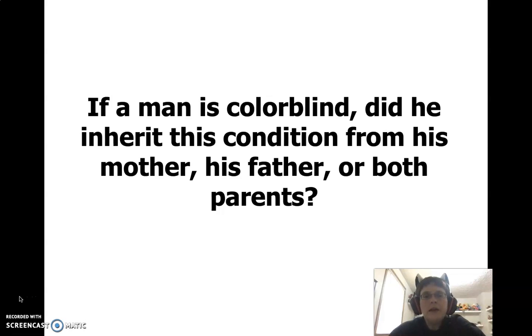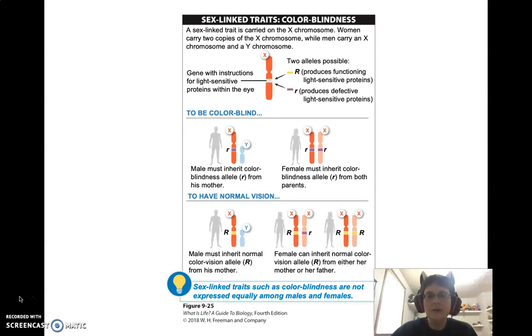So if a man is colorblind, like my uncle, did he inherit this condition from his mother, his father, or both of his parents? If he got it from both of his parents, then if you think this through, we would actually see it equally in men and women because you'd get that 50-50 inheritance. So then it has to be either from mother or father. So let's take a look at how this works.